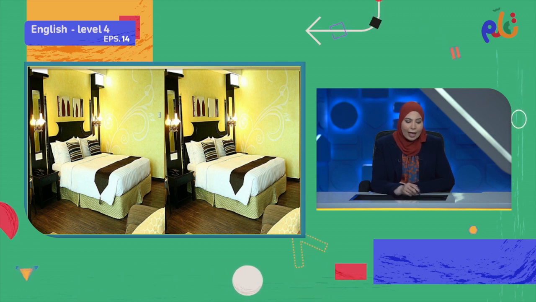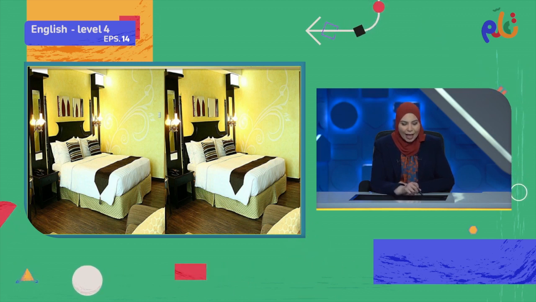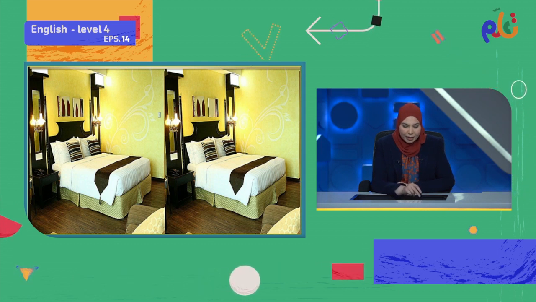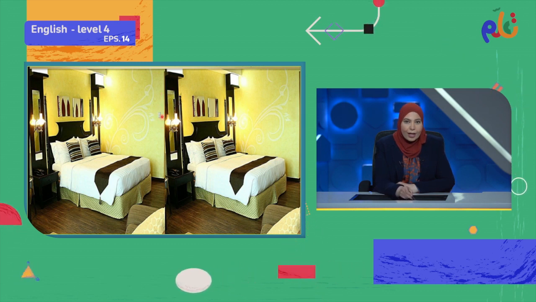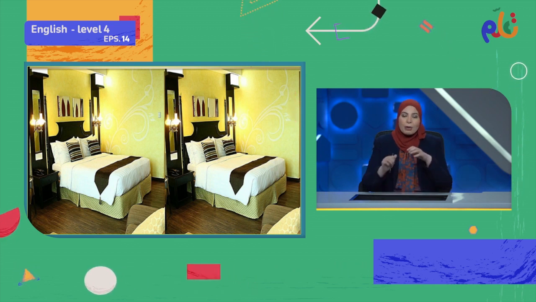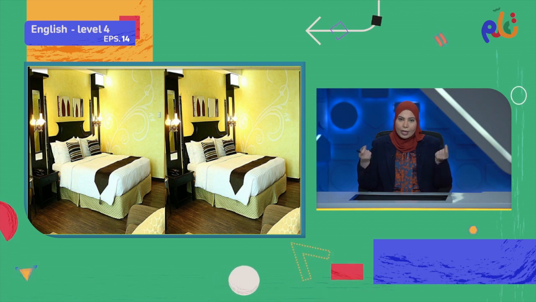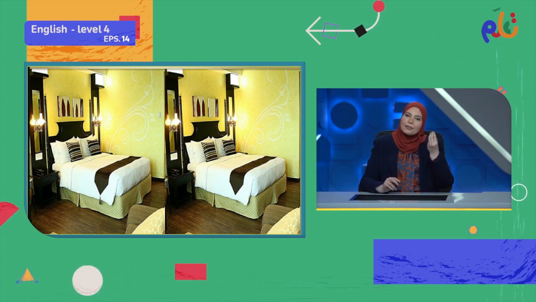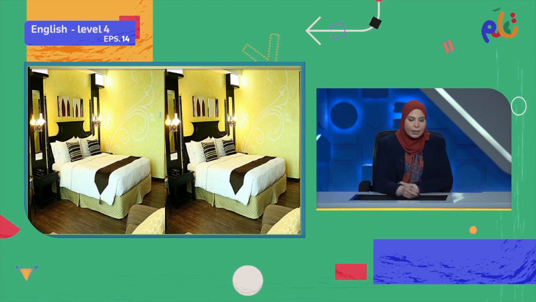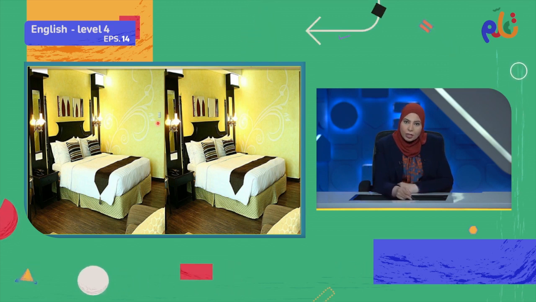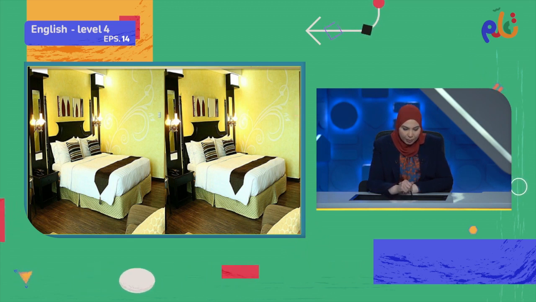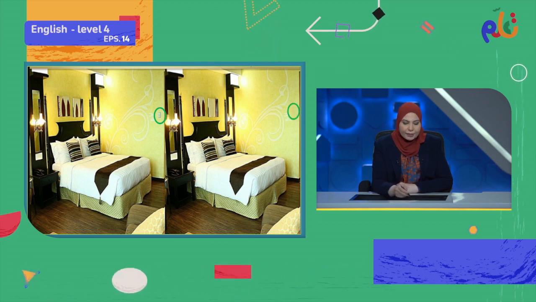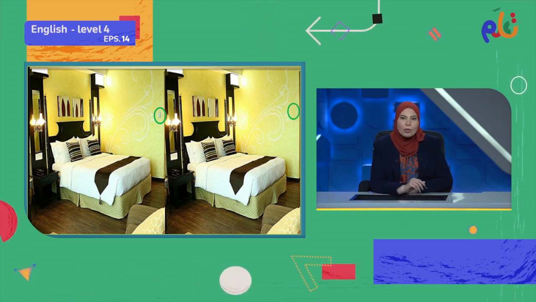So take a look. Have you spotted any differences? Actually, I spotted one. Okay, so here we have a light switch, but here we don't. Remember how we can phrase that or how we can say it? We used to say in the first picture there is, so in the first picture there is a light switch and in the second picture there isn't. So this is the first difference between both pictures.